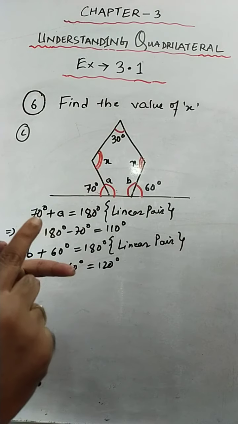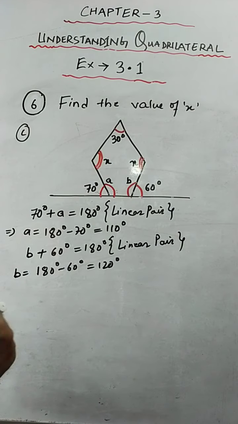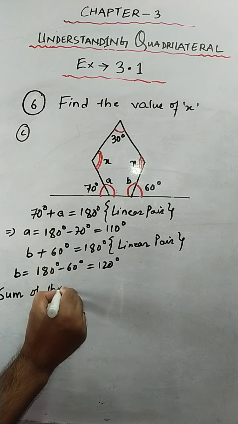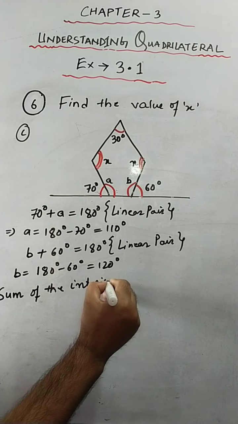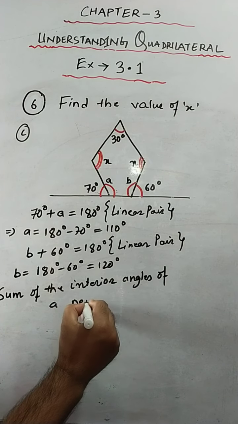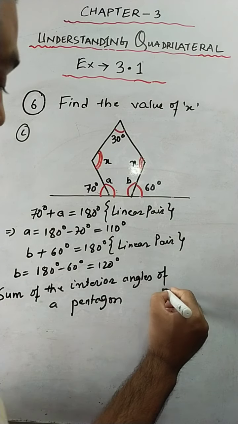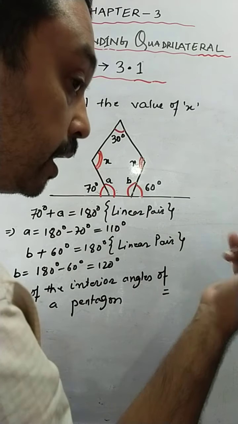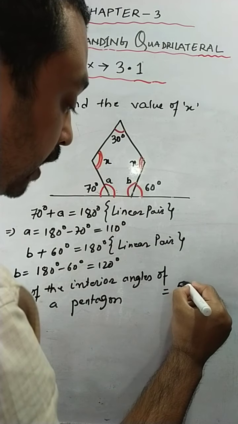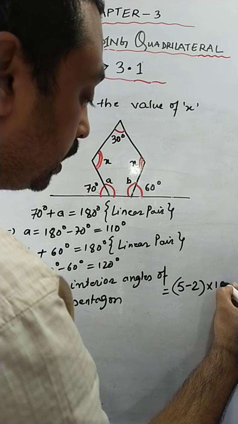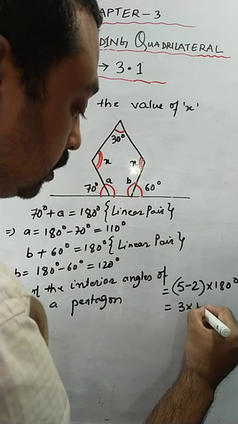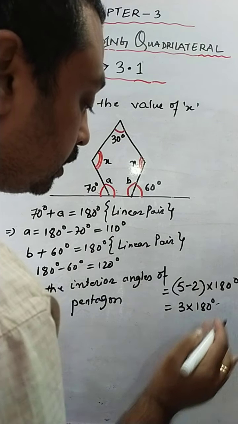If suppose you do not know, then we have to again use that formula. So, now the next statement is sum of the interior angles of a pentagon, that would be equals to what? (n minus 2) into 180 degrees. In place of n, how many sides? 5. So we'll write (5 minus 2) into 180 degrees. Fine. So 5 minus 2 is what? 3. So 3 into 180 degrees, that would be equals to what? 540 degrees.